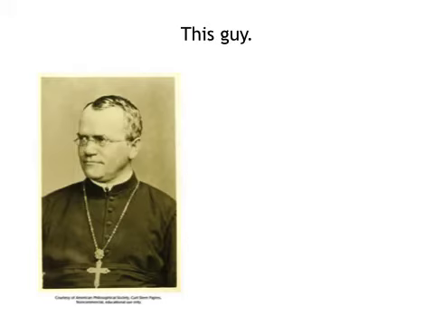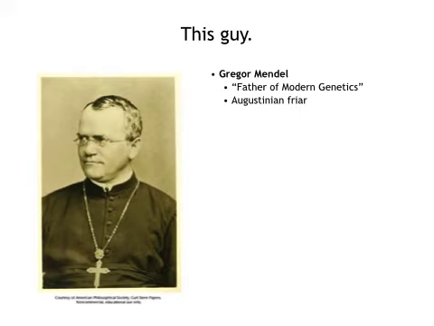Okay, so let's start with this guy. This guy is Gregor Mendel. He's considered the father of modern genetics. He was actually an Augustinian friar, basically a Catholic monk, and spent 10 years studying pea plants. He ended up studying somewhere around 30,000 different pea plants, doing experiments. He was curious, right? We saw that science starts with curiosity. He was curious how these pea plants could pass on certain traits.